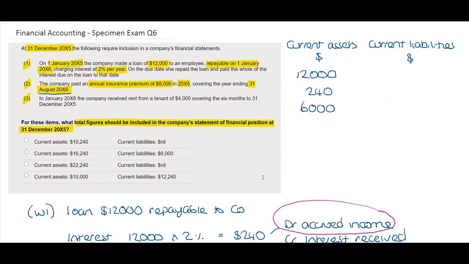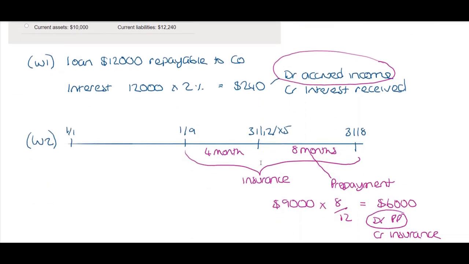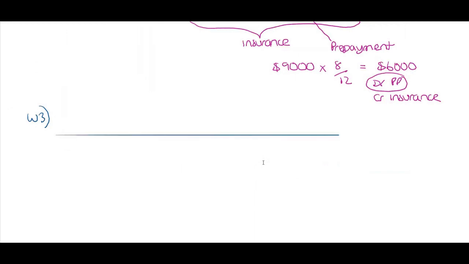In the third piece of information, it tells us in January 20X6, which is just after the year end, the company received rent from a tenant of $4,000, which covered the 6 months to the 31st of December 20X5. Again, looking at this as a working, and again as a timeline, we can see with our year end, once again the 1st of January to the 31st of December X5, just after the year end, we have received rent from a tenant that actually belongs in the current year because it runs for the last 6 months from the 1st of July to the 31st of December.